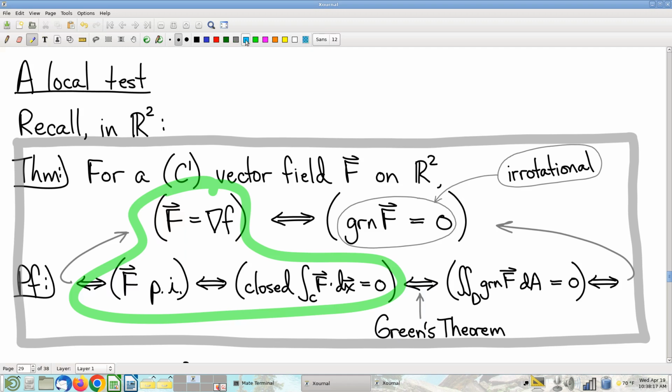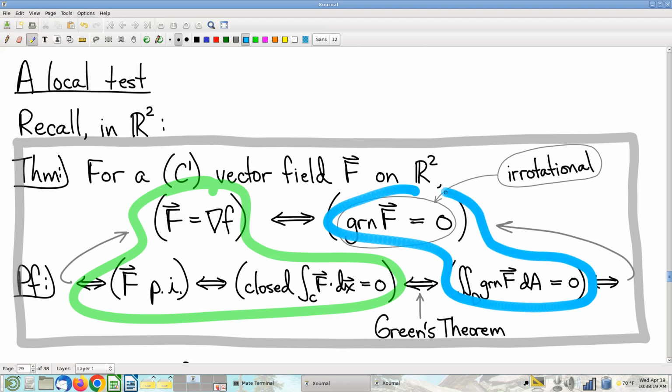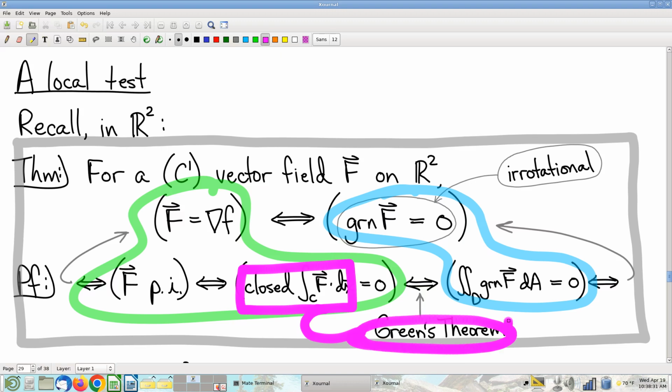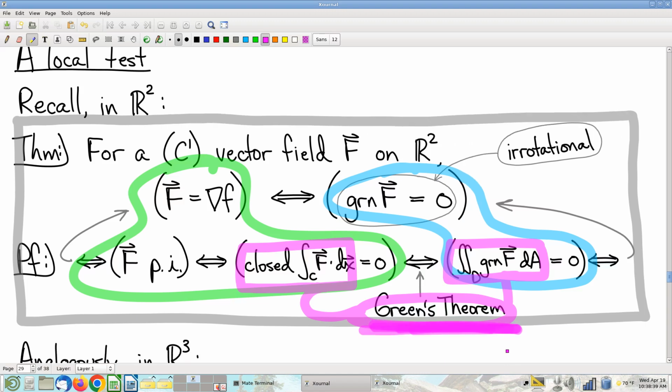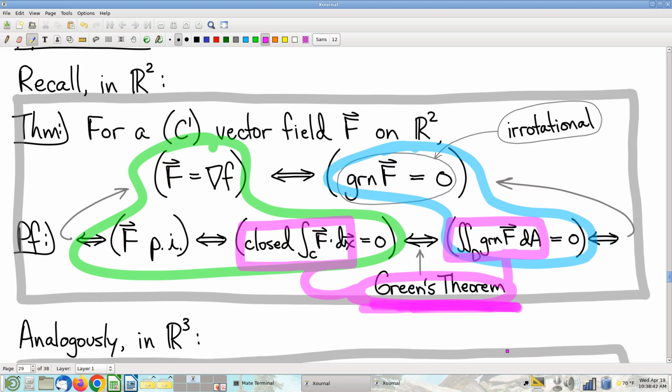And we connected them to these statements about Green's operator by way of just noticing that all closed line integrals are double integrals of Green's operator. So Green's operator was the thing that connected the green statements to the blue statements. And thus, Green's theorem is the thing that gives us this local test. Right? And then I made a kind of vague statement that, yeah, you can do something like this in 3 dimensions as well, but it requires a different theorem.